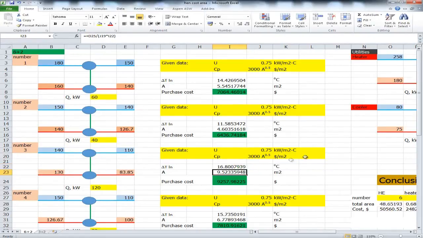Okay. How about the area? The area will be equal to Q divided by U and delta T log mean, the delta T log mean on the purple one here. So what I get is the area, and then plug that in this equation. So 3000 multiplied with the square root of this area, so I get the purchase cost of this heat exchanger. We do that for all the heat exchangers. We have 6 of them.